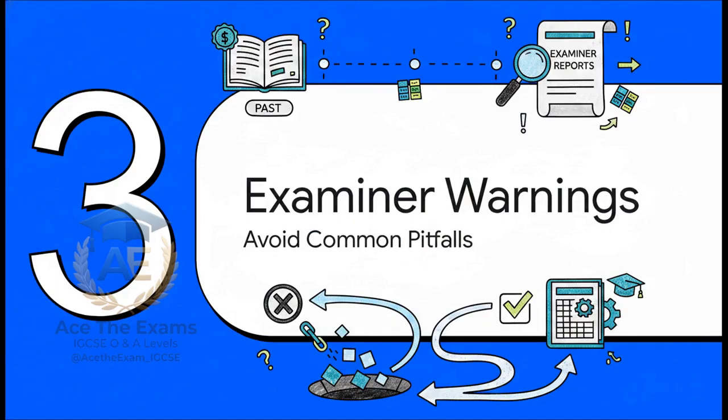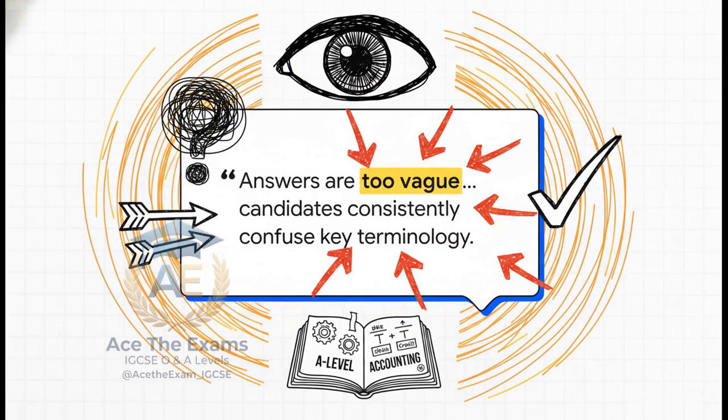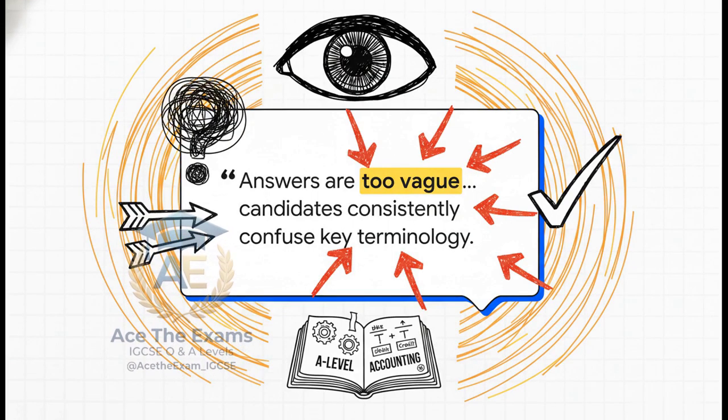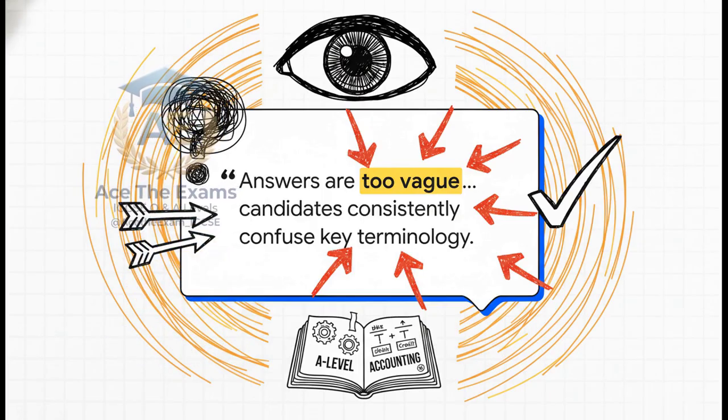Let's pivot to Section 3, Crucial Examiner Warnings. This is where we learn from past mistakes. So the principal examiners have put out a massive red flag. They explicitly state, and I quote, "Answers are often too vague. Candidates consistently confuse key terminology." Guys, this is a huge warning. A lack of precision will immediately cap your score. They are practically begging candidates to just be specific.